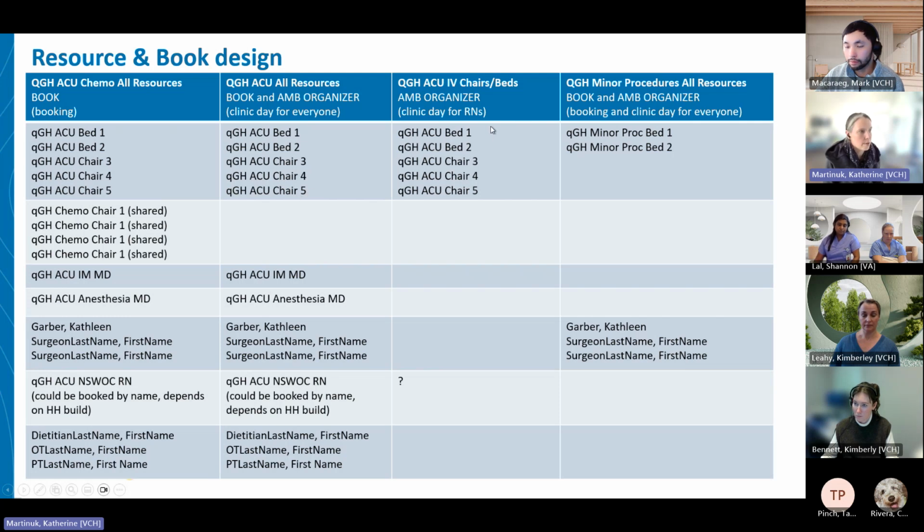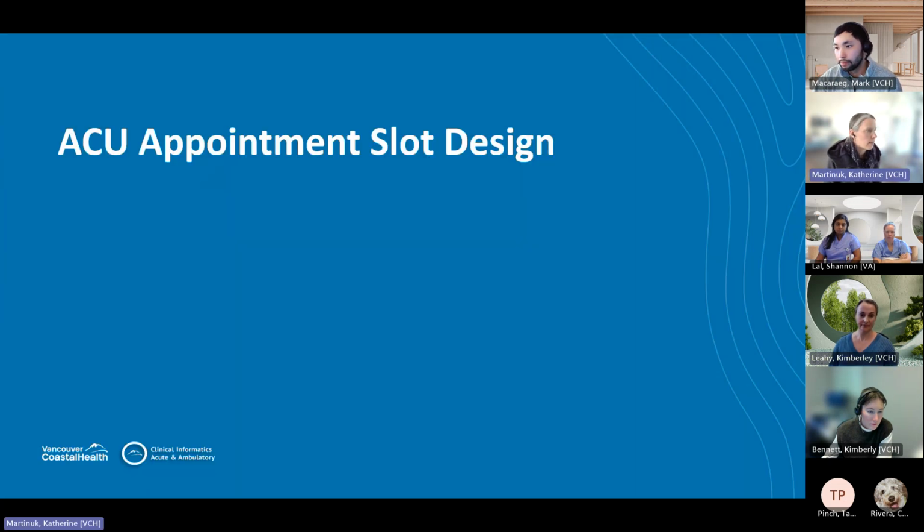So we are recommending also a smaller view. This third column here is just your chairs and beds for nursing. So this doesn't show any providers. If you wanted to see them, we'll teach you how to add one doctor at a time. For example, if you wanted to see IM as well. But that will make your view as a nurse working in the clinic simple, for just who's going to be in which chairs and beds and when. And then the last one we'll make you is just for minor procedures. So it will just be beds 1 and 2 and the surgeons. Does that sound okay? Yep. Okay, awesome. So we'll call that validated.